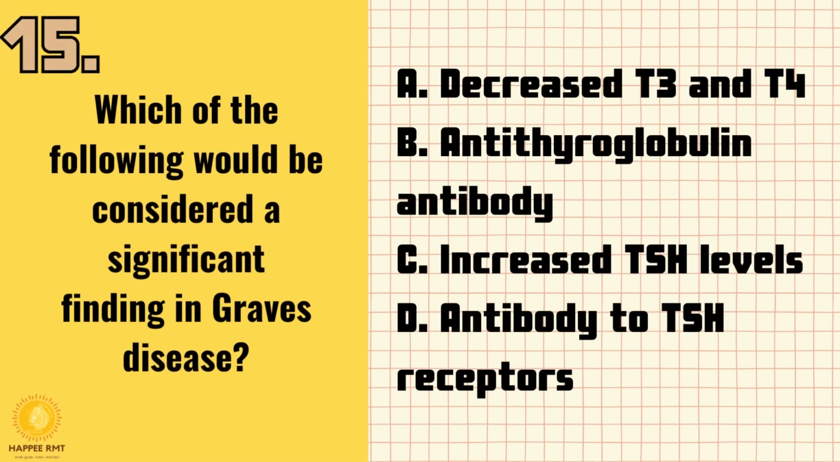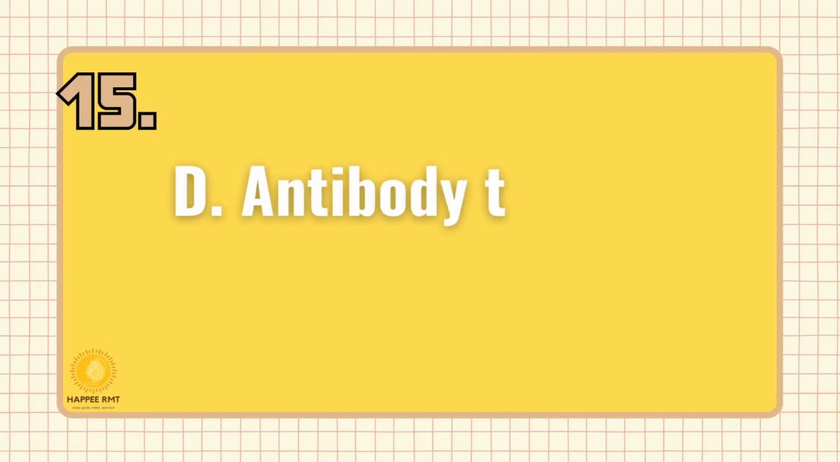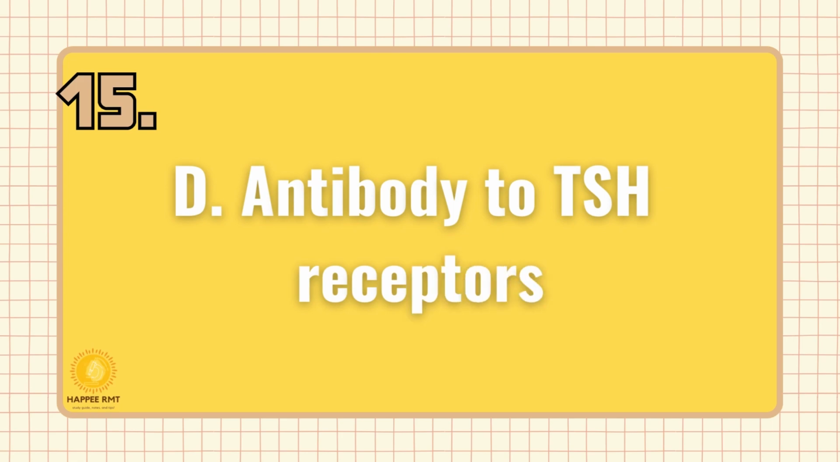Number 15. Which of the following would be considered a significant finding in Graves' disease? A. Decreased T3 and T4, B. Anti-thyroglobulin antibody, C. Increased TSH levels, D. Antibody to TSH receptors. Answer is D. Antibody to TSH receptors.